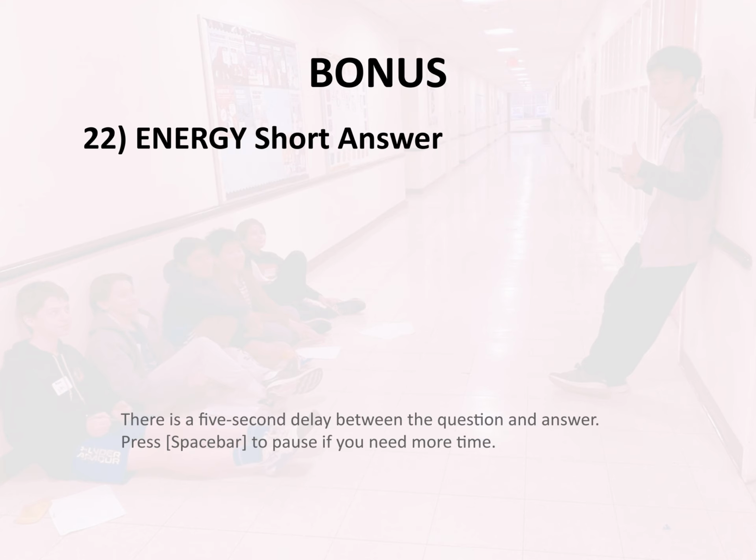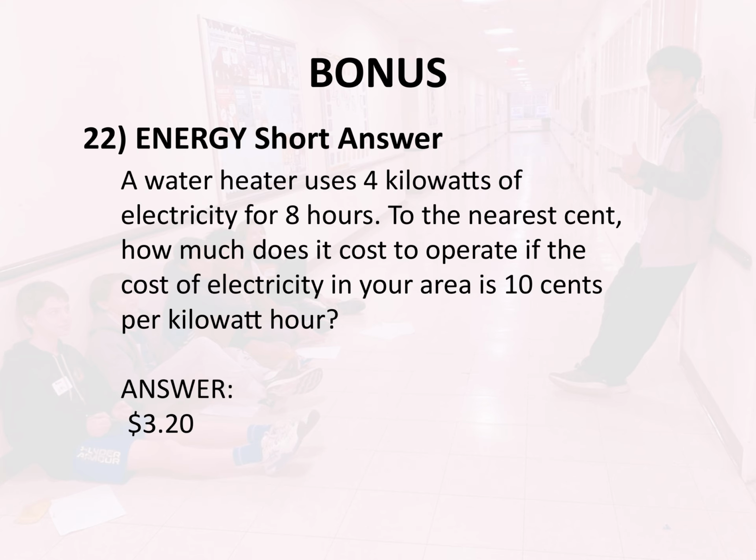Bonus, 22. Energy short answer. A water heater uses 4 kilowatts of electricity for 8 hours. To the nearest cent, how much does it cost to operate if the cost of electricity in your area is 10 cents per kilowatt hour? Answer, $3.20.